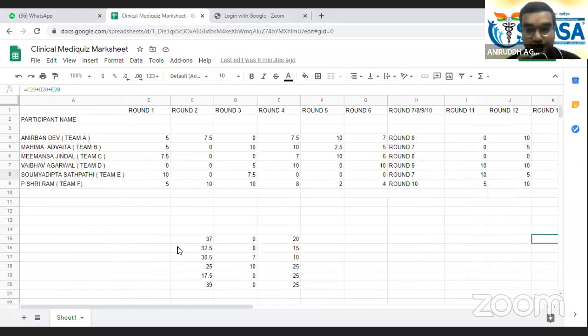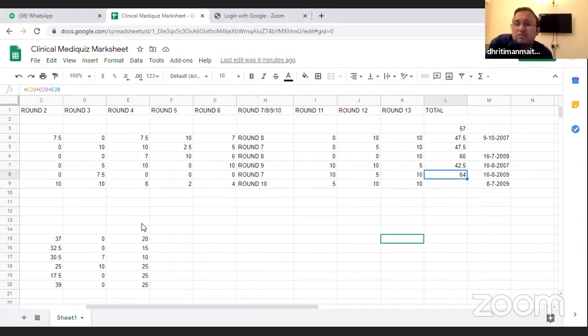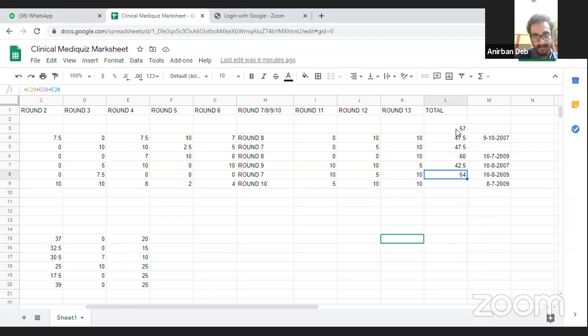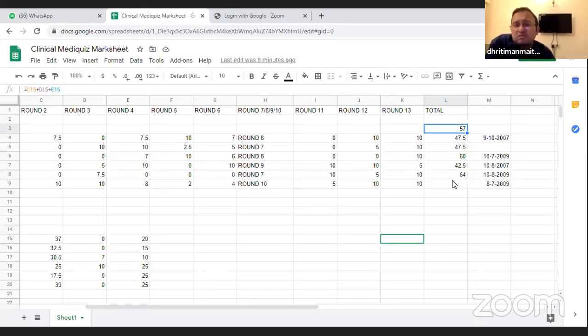And second runner-up, Anirban Dev. He's from JIPMER. Yes, sir. Anirban, you are from JIPMER, but originally are you from Calcutta? Yes, sir. Okay. So you are in which year? Final year, sir. Okay, congratulations to all of you.